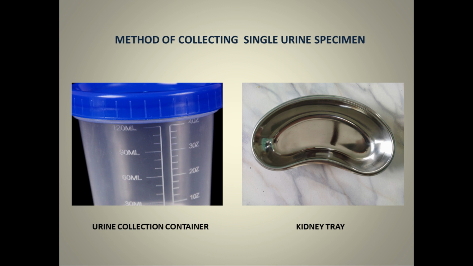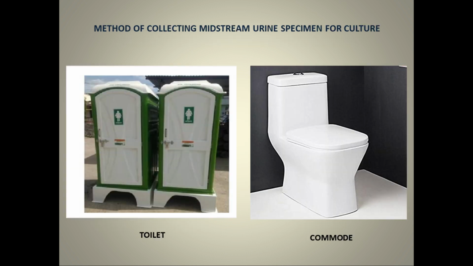After cleaning the genital area, the patient passes urine into a clean urinal or a clean kidney tray or directly into the specimen bottle, taking care not to spill the urine on the outside of the container.